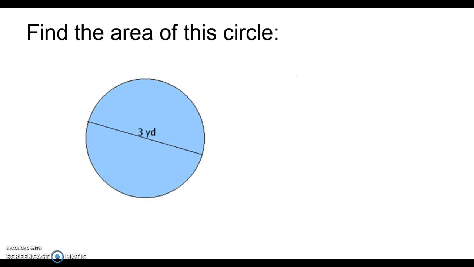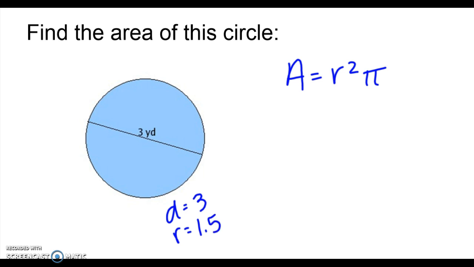All right, we're going to start with a nice easy one here for us. We have a circle with a diameter of 3 yards, and we need to write the area of this circle. So I always start by writing down the formula. You guys need to get into that habit of writing down the formula for every single problem. First, I know the diameter is 3, so that means the radius is going to be 1.5. So make sure you're not putting the diameter in, make sure you're putting the radius in.